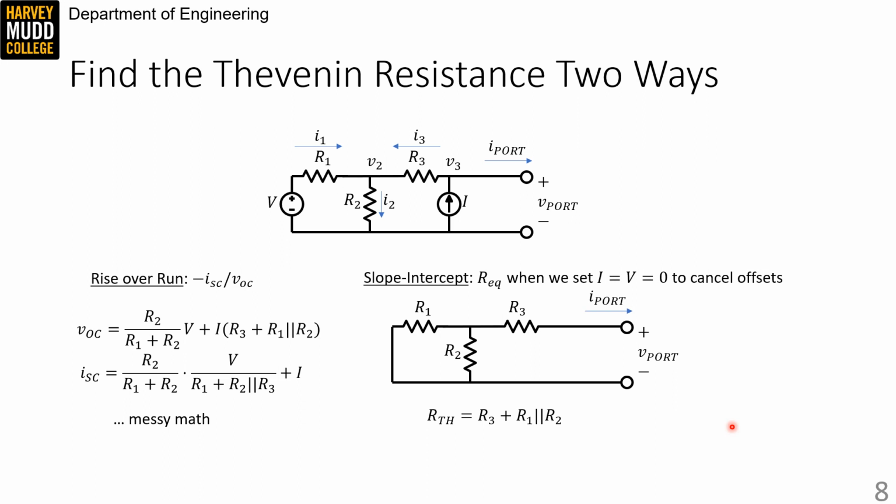A much faster way of finding the Thevenin resistance is zeroing out all the sources in the circuit and then calculating the equivalent resistance seen by the port. I've drawn a copy of the circuit with the sources zeroed, that makes the current source open and the voltage source short. And then I've used that copy to calculate the equivalent resistance.